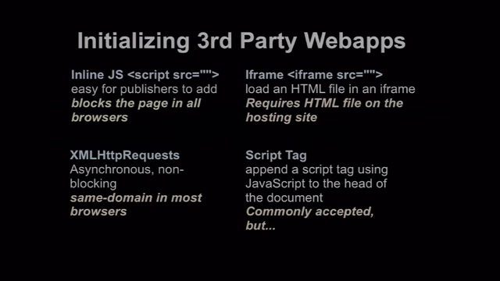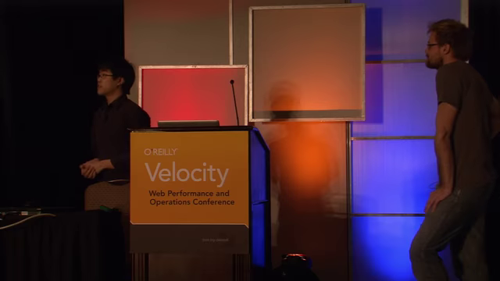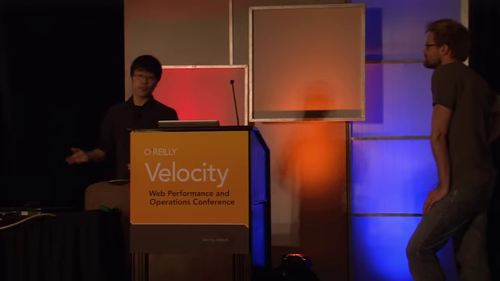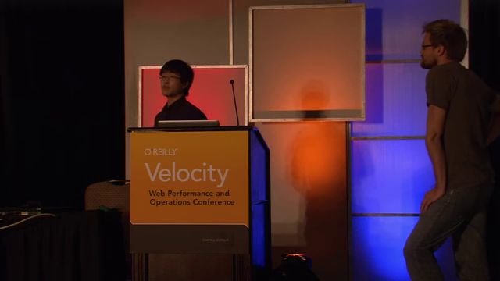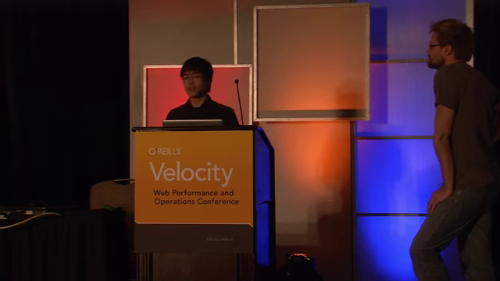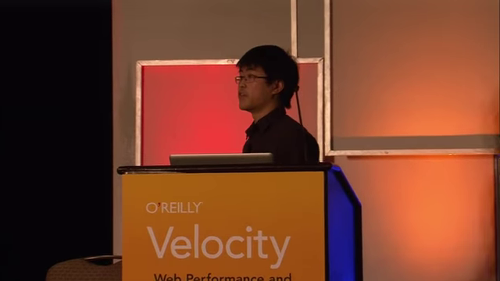XML HTTP requests are great for normal web apps if you run the same domain, because XHRs only can pull code from a server on the same domain as the main page. So they're not really applicable to third-party web apps. And finally, the commonly accepted way of doing it right now is to use a script tag. Create a script tag in JavaScript and append it to the head of the document. And this loads the script without blocking in most browsers. It turns out that this isn't that great, so we'll see why that is.